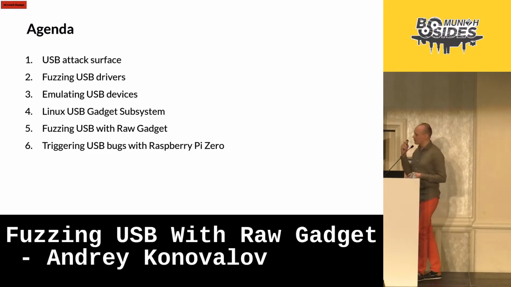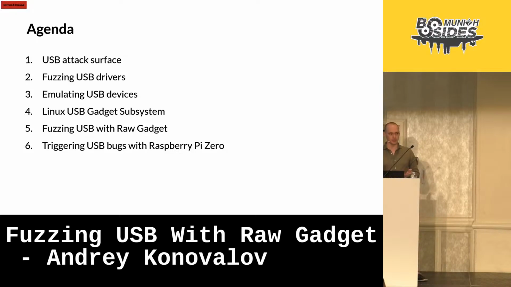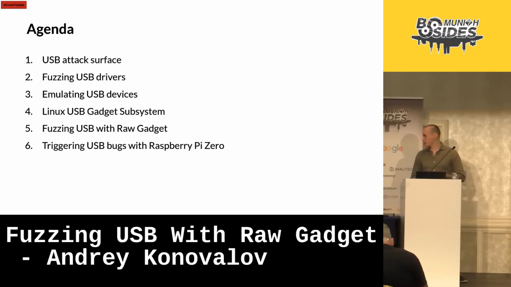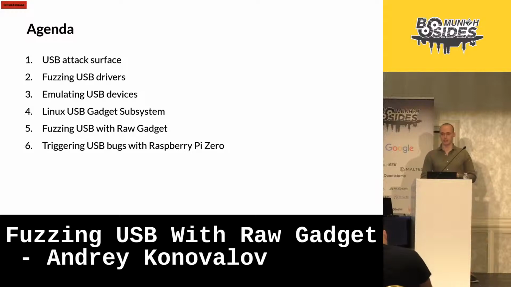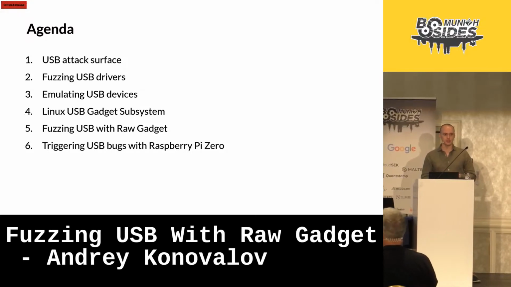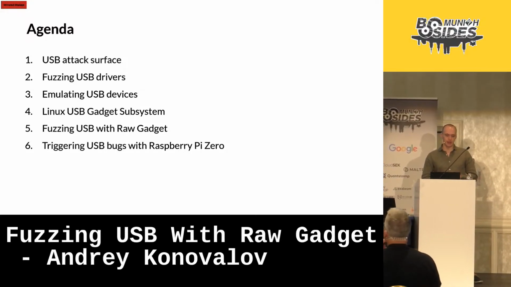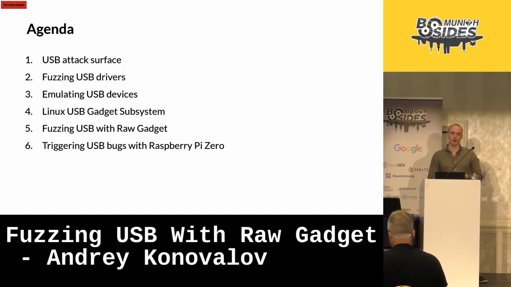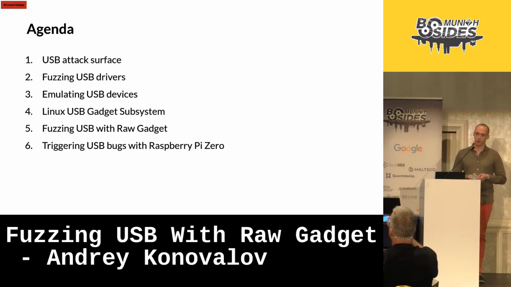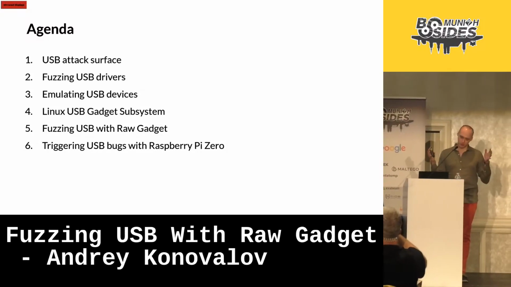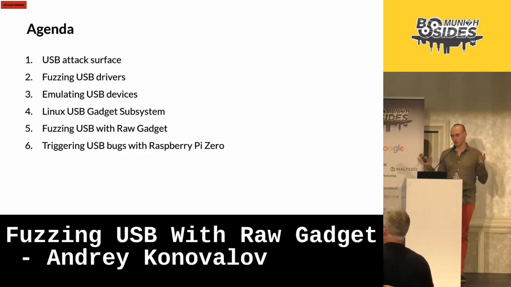Then I'm going to explain what fuzzing is, and we're going to look into how to apply fuzzing to USB. After that, we're going to check out a few ways to emulate USB devices, but the way that I'm going to focus on is based on the Linux USB Gadget subsystem. And the main topic of the talk is I'm going to show you how I used a new kernel module that I developed called Raw Gadget to fuzz USB drivers within a virtual machine without any external dependencies. So it can be used in any type of virtual machine, and it does not require any additional hardware.